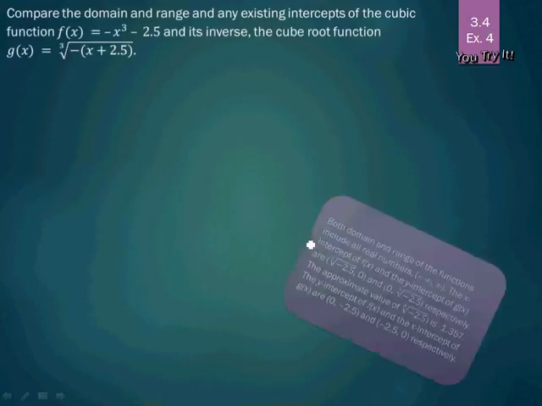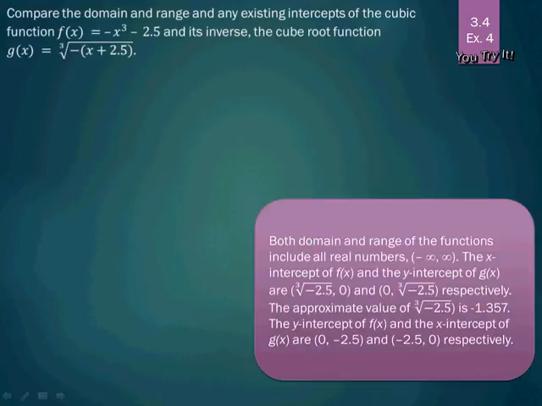So both domain and range of the functions include all real numbers, negative infinity to infinity. The x-intercept of f(x) and the y-intercept of g(x) are (∛(-2.5), 0) and (0, ∛(-2.5)), respectively. The approximate value of the cube root of negative 2.5 is negative 1.357. The y-intercept of f(x) and the x-intercept of g(x) are (0, -2.5) and (-2.5, 0), respectively.